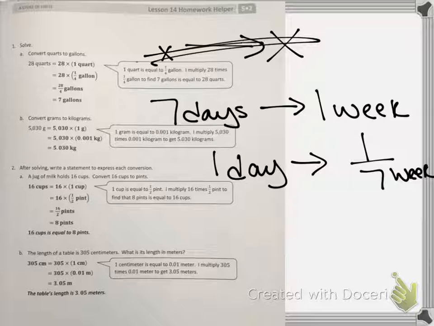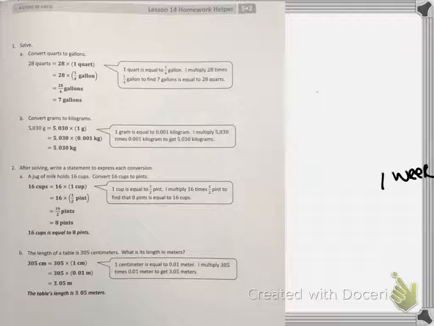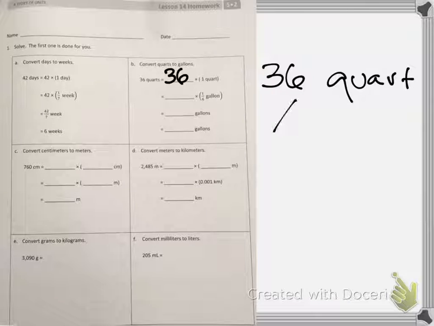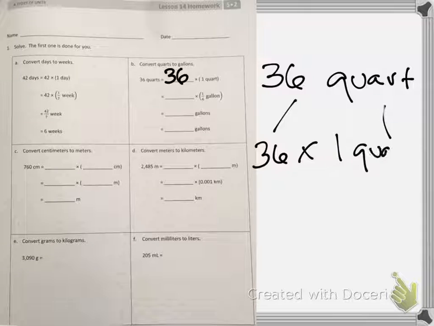So let's look at the homework for today. Our first question says we're converting quarts to gallons. So it already tells us what our fraction is. We just have to fill in the blank. So we know this is going to be 36 quarts times 1 quart. Because like I said yesterday, we're just going to split the unit off our number. So we split them. And we say this is 1 quart. Because we have to be able to multiply by 1 to get back to 36.